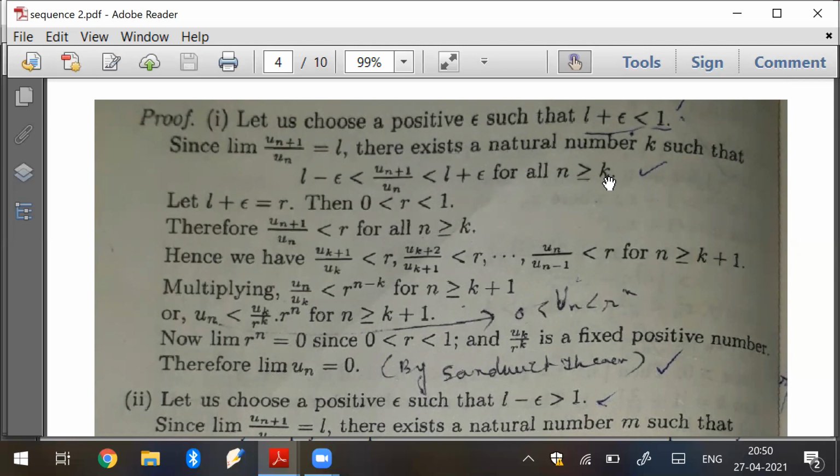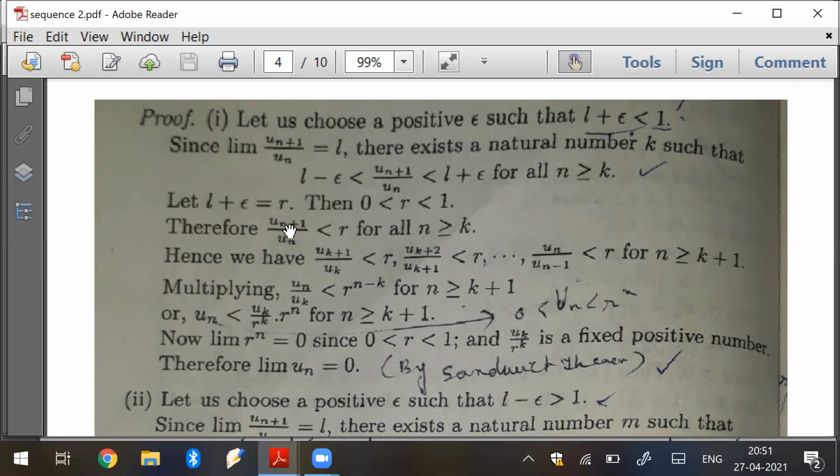Let us now take some numbers, just to show the recurrence. I take from n equal to k. So for n equal to k, u_{k+1} by u_k is less than R. Then n equal to k plus 1: u_{k+2} by u_{k+1} is also less than R. And this continues up to n, as the recurrence formula, u_{n+1} by u_n. Or rather, here they are not taking up to n, they are taking up to n minus 1, so you can take the whole thing up to n minus 1 here.